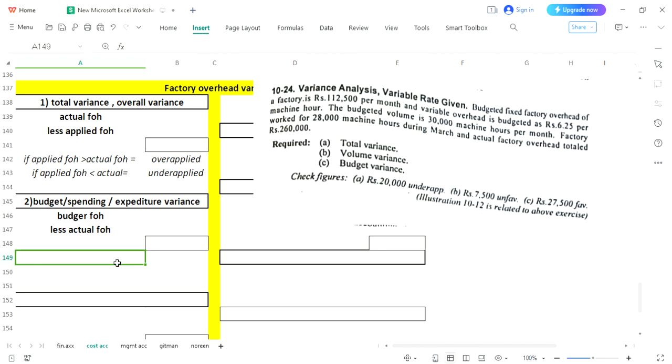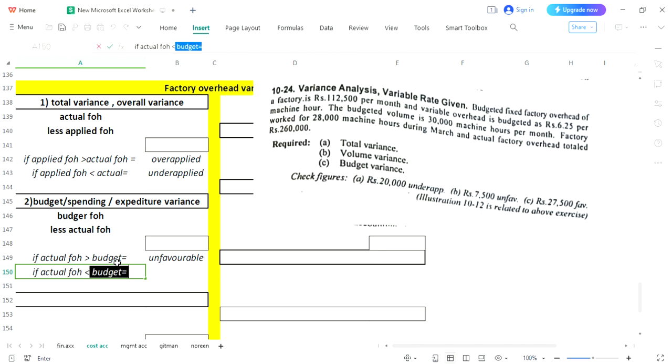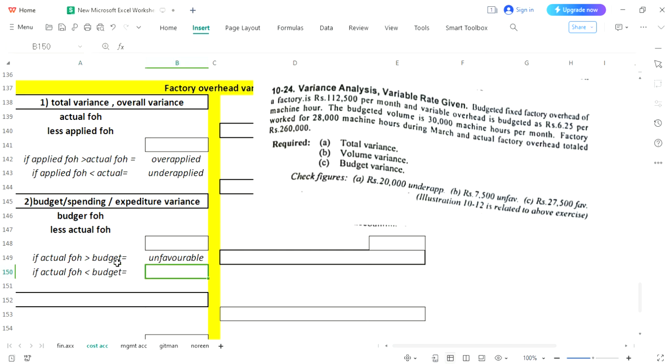Then you will conclude how? By focusing upon actual FOH. So if actual FOH is more than your budget, that means you are spending in actual more than your budget. It would not be in your favor, so you will conclude unfavorable. And if actual FOH is less than budget, that means in real you are spending less, so it would be good news and it will go in your favor, so you will conclude favorable variance.